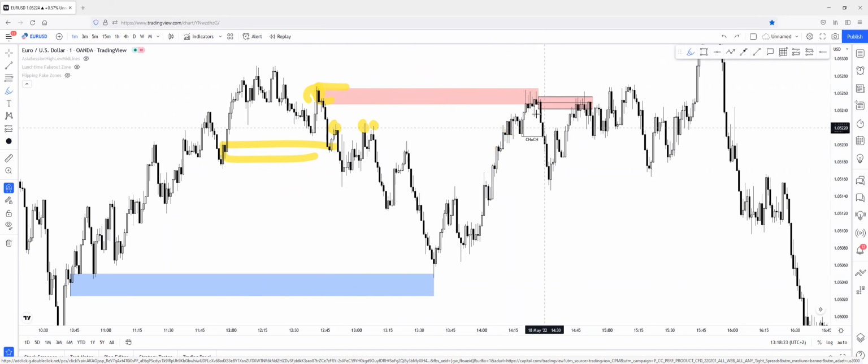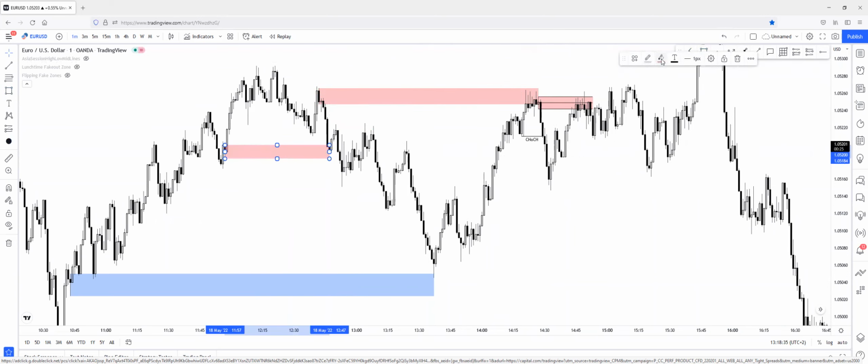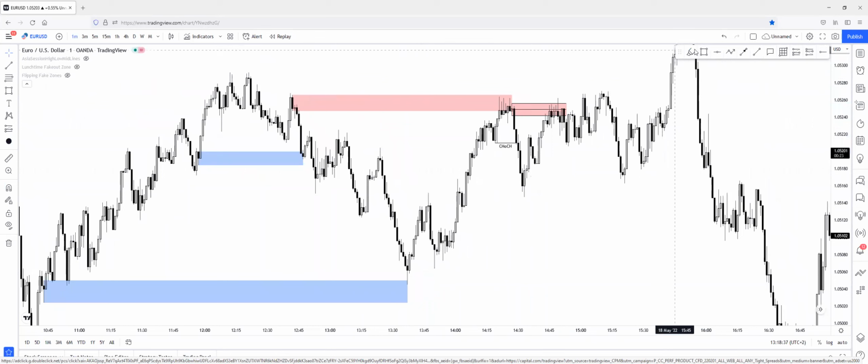And after the reversal, after the strong rejection, price has just created a change of character here to the downside. That was the first trade idea. That was my first trade idea. Let me just mark this demand zone for clarity. So that was my first trade idea.